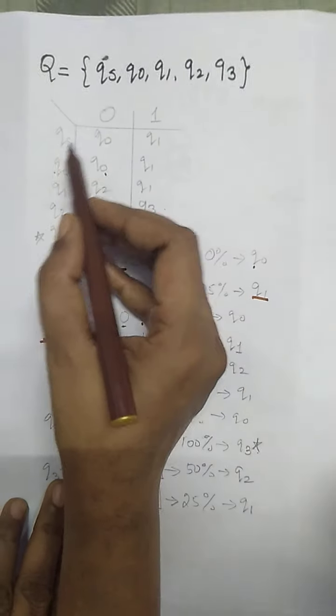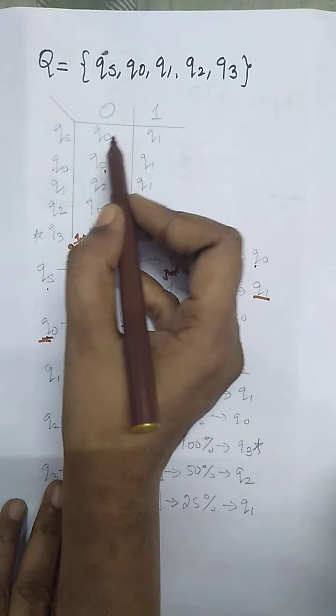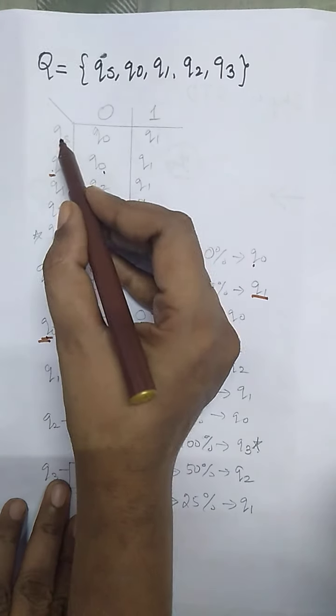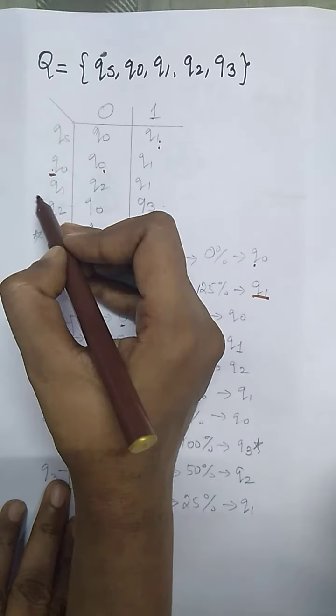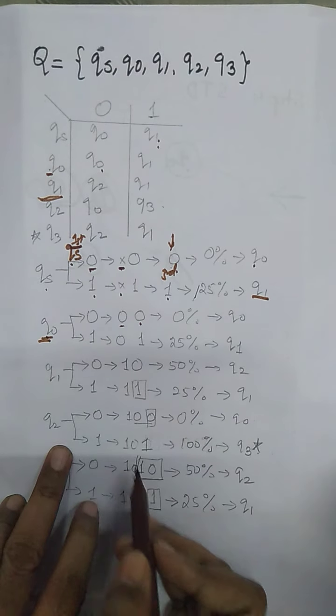Now QS on 0 goes to Q0. We had considered Q0 as the next state. QS on 1 goes to Q1. Now this state we have to consider. So now we are considering Q1.